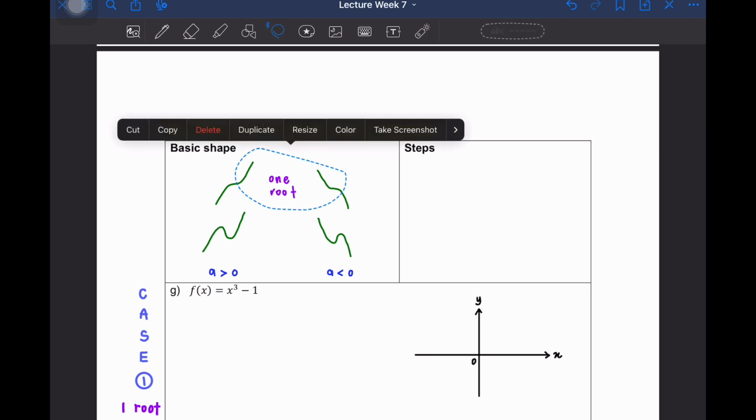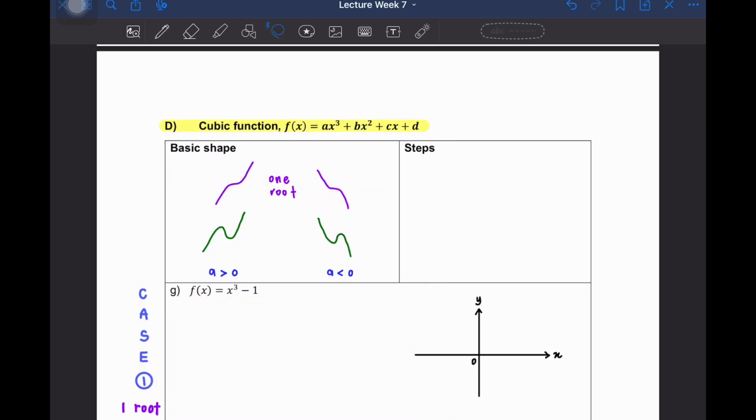So let me change the color to purple. And then for the green one, the bottom part, we will use it when it has more than one root, so if we have 2 or 3 roots. Because a cubic function is power 3, the roots will be from 1 to 3 roots altogether. So one root we use the upper part, and if you have 2 or 3 roots, the shape is like this. It will have an extra curve.